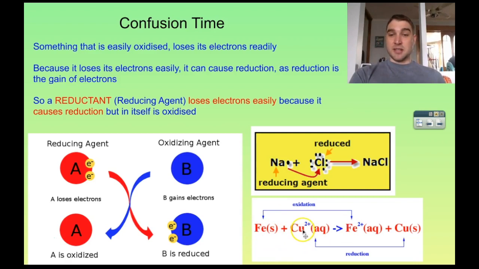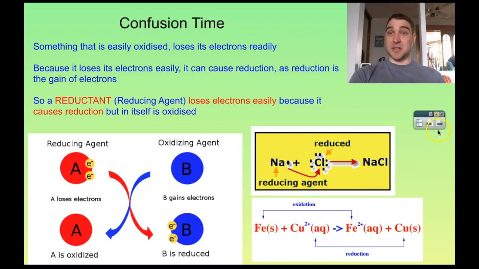The copper ions are gaining electrons, they are being reduced, and because they are being reduced, they are gaining the electrons that are given off from the iron. So because they are being reduced, they're causing the oxidation of the iron. So the copper ions are an oxidant because they're causing the oxidation of the iron to the iron ions.